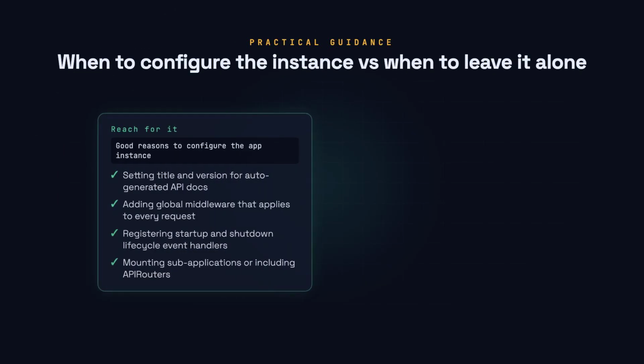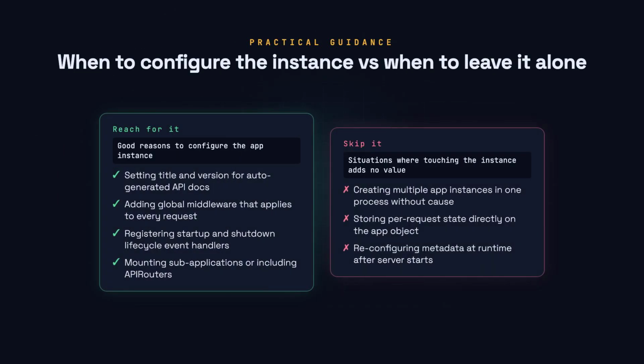Configuring the app instance is the right move when you want something to apply globally: metadata for documentation, middleware for authentication or logging, or lifecycle hooks for connecting to a database on startup. What you should avoid is treating the instance as a general-purpose global variable. Storing per-request data on the app object is a concurrency bug waiting to happen, and creating several app instances in one process without a deliberate reason adds confusion without any benefit.